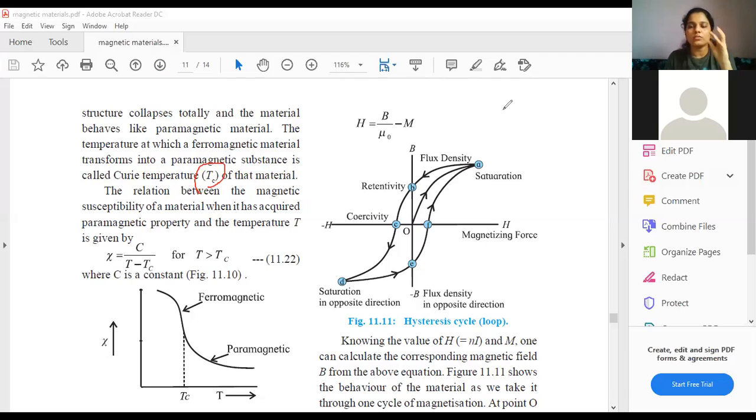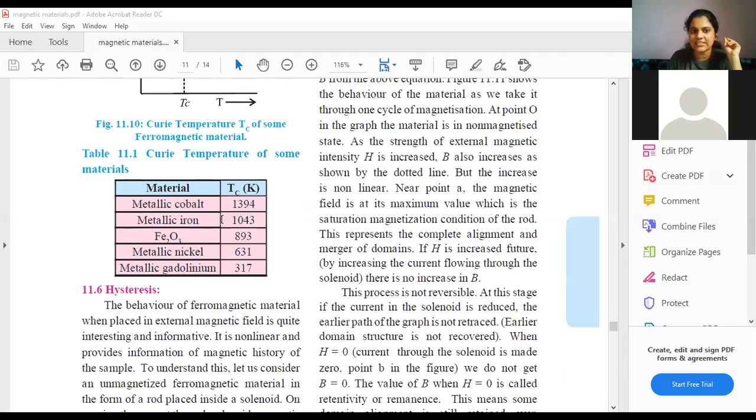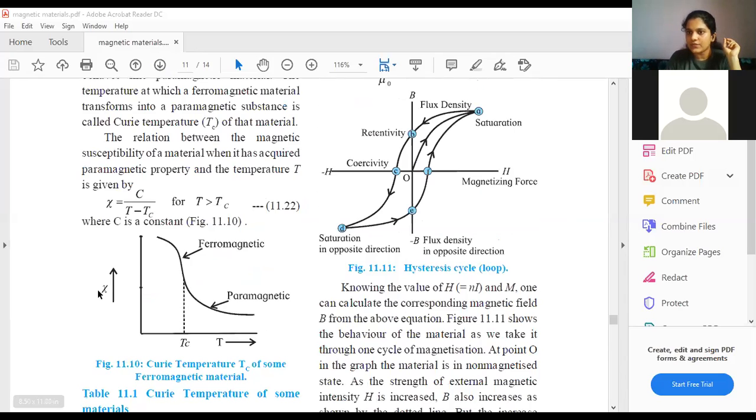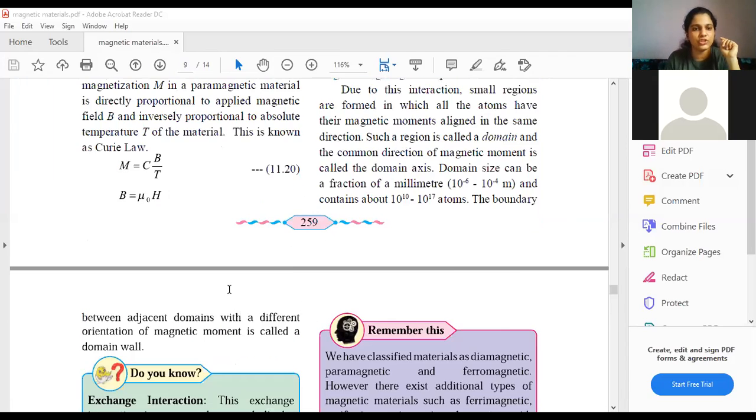This Curie temperature, you can see here in your textbook, they have given this table for different materials: what is their Curie temperature? And you can see this graph over here, students. On the y-axis there is susceptibility, and on the x-axis there is temperature. I hope you remember the relation that we did in paramagnetism. Let me just go back to that.